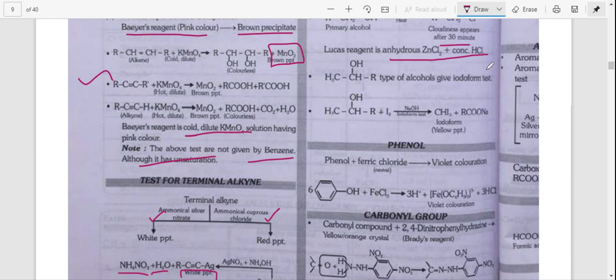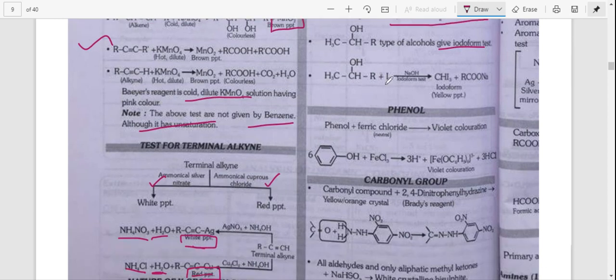And this type of alcohols, that is secondary type of alcohols, give the iodoform test. That is I2 plus NaOH is the iodoform reagent. The iodoform test is given by this compound. It will give CHI3 plus RCOONa.